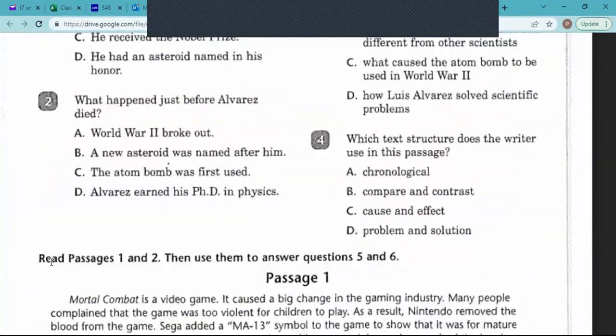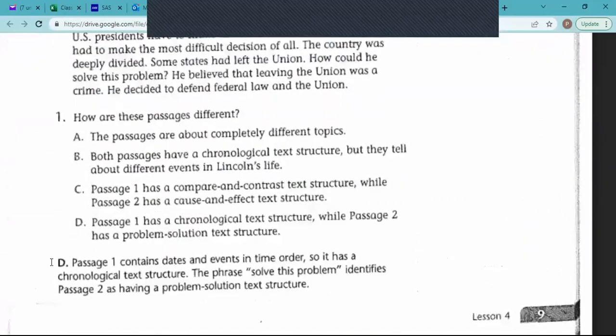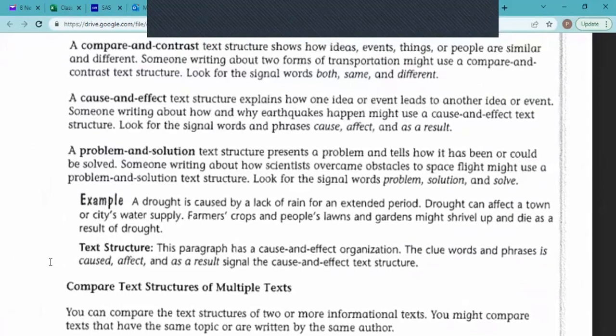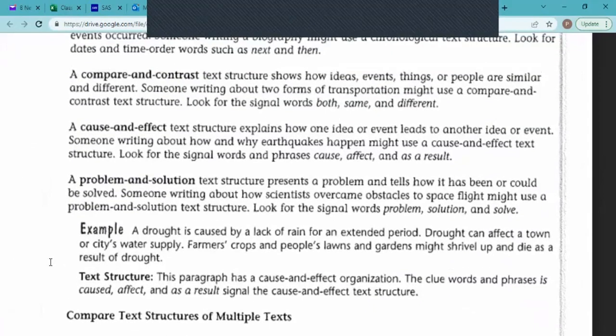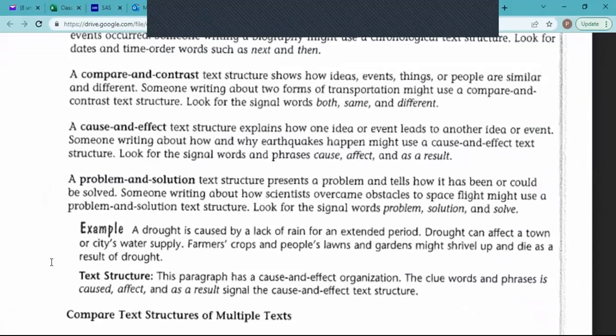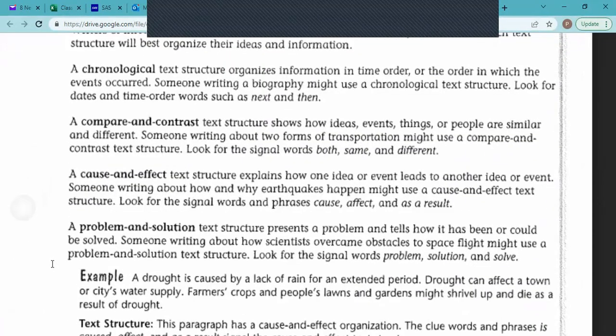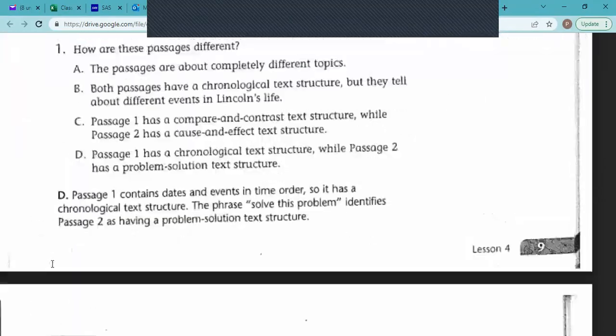Looking for chronological order, and it must have been a little further back than I thought. There we go. When we're talking about sequence, we're looking at chronological order, right? We said in chronological order, they either give dates or they use words like next, then, first, things like that. So chronological order is very similar to sequence, but let's look and see what they say about sequence.